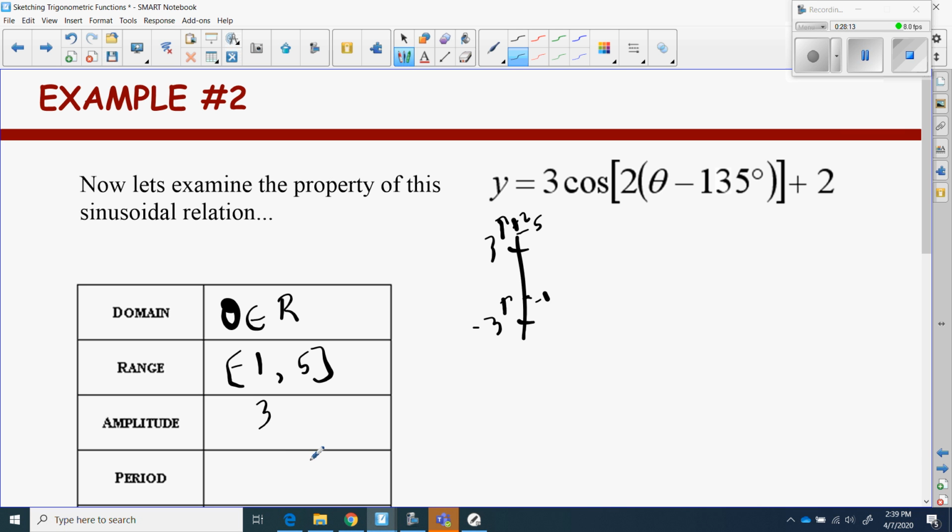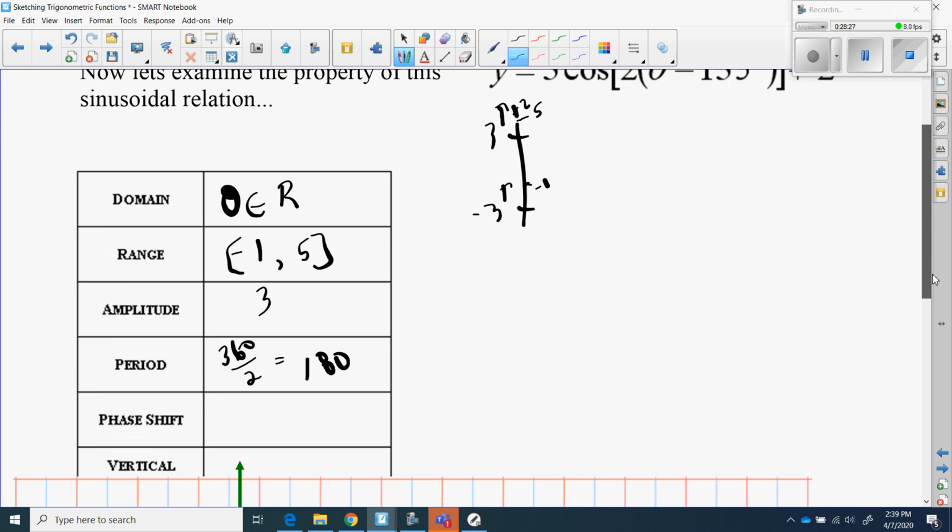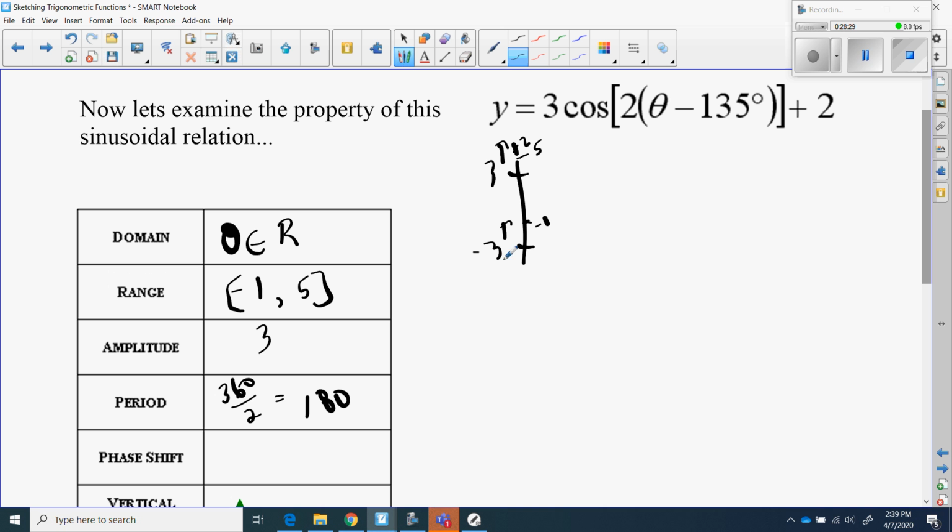The period is normally 360, but in this case, it's going to be 360 divided by that k value. So it's 360 over 2, which will tell me the period is 180. The phase shift. Phase shift is always right here, so it's going to go right. Remember, it's the opposite sign in this one, so right 135 degrees.